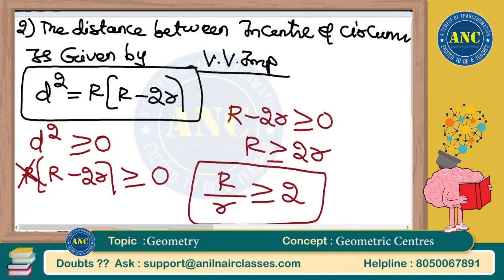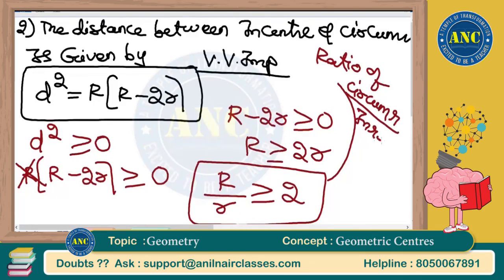Very, very important point. The ratio of circumradius to inradius is always greater than or equal to 2.